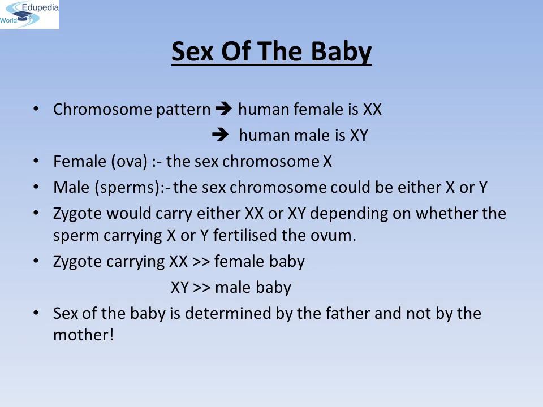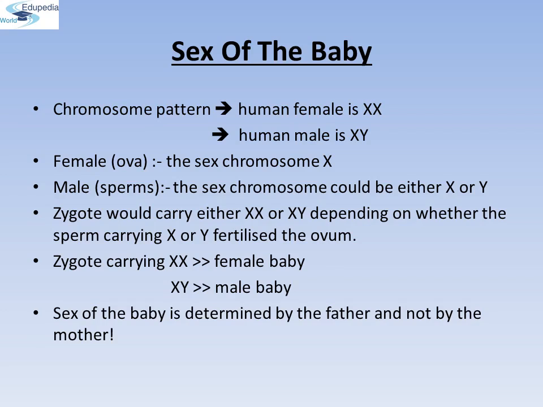Sex of the baby. The sex of the baby is decided at this stage itself. The chromosome pattern in human females is XX and that in males is XY. Therefore, all the haploid gametes produced by females, the ova, have the sex chromosome X, whereas in male gametes, the sperms, the sex chromosome could be either X or Y. Hence, 50% of sperms carry the X chromosome while the other 50% carry the Y chromosome.